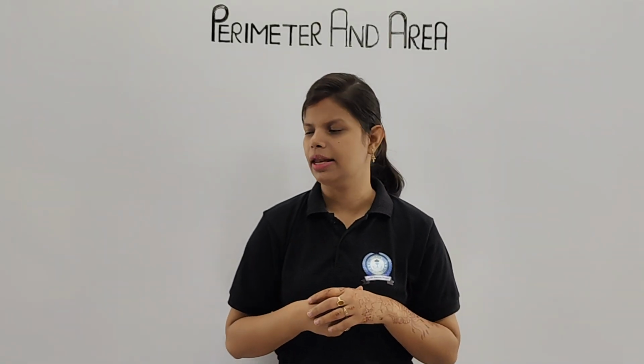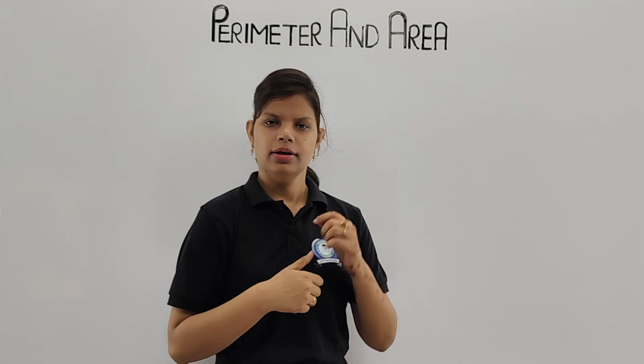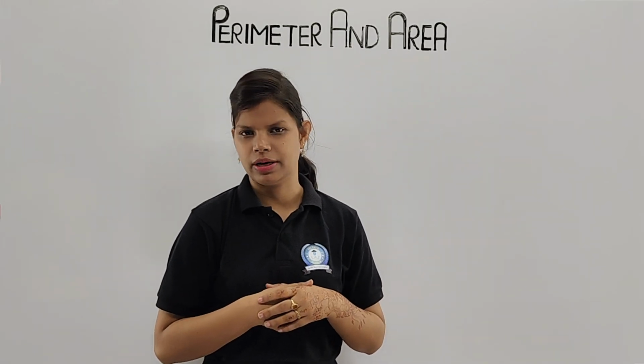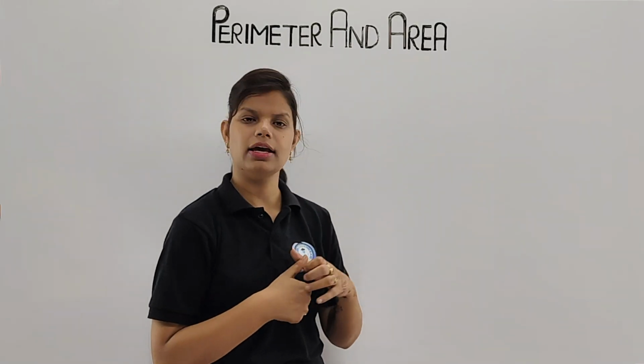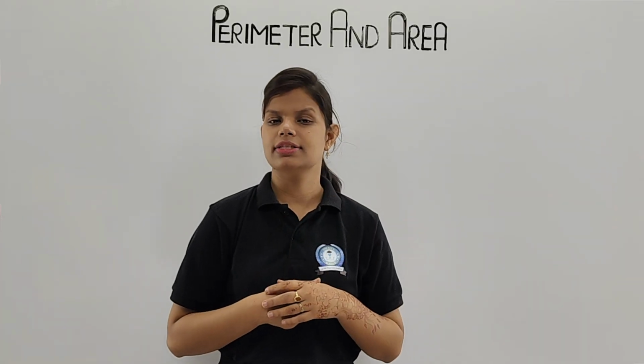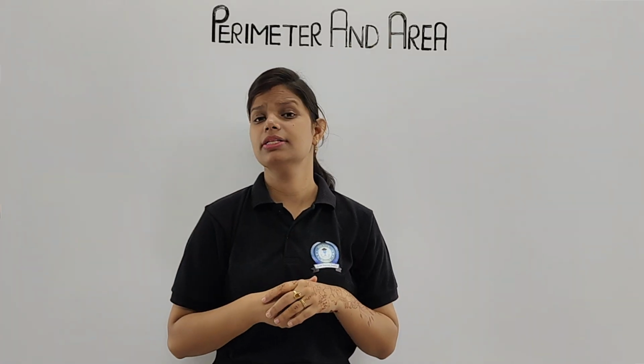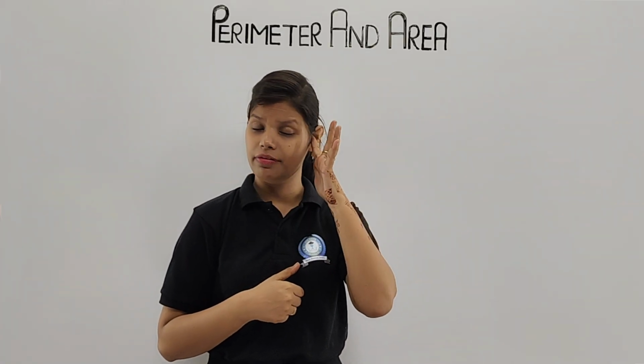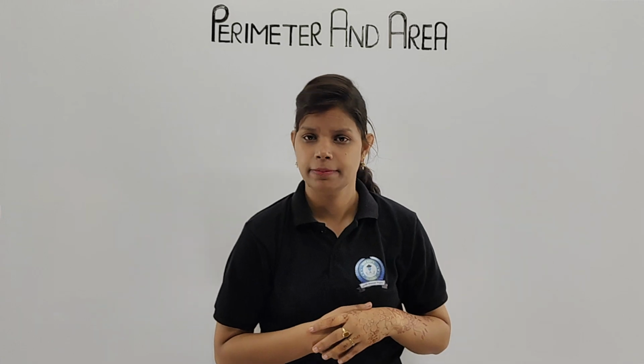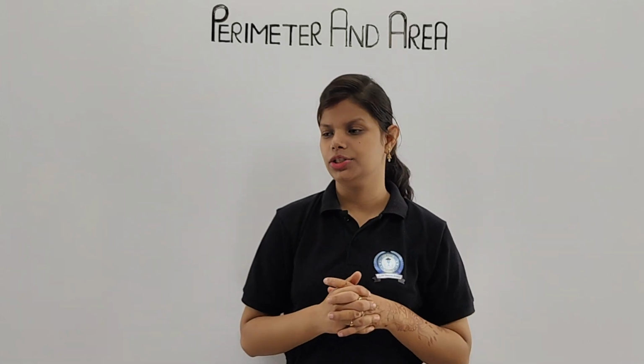Next we have the perimeter of a rectangle. The formula is 2 multiplied by length plus breadth. We know very well that a rectangle has two equal lengths and two equal breadths, on opposite sides. So the formula will be 2 multiplied by length plus breadth. That is just the verbal explanation.